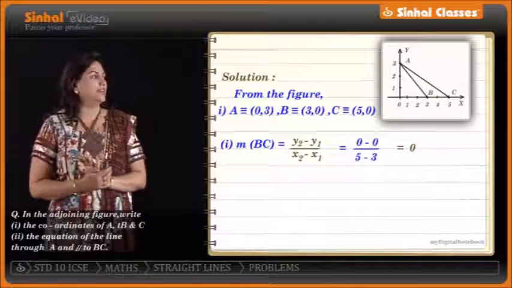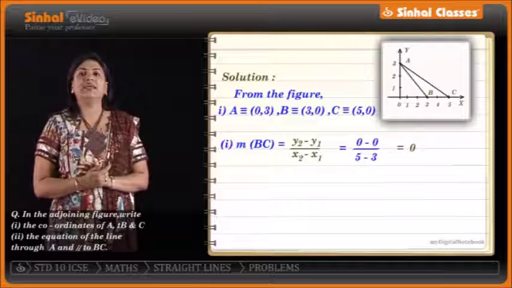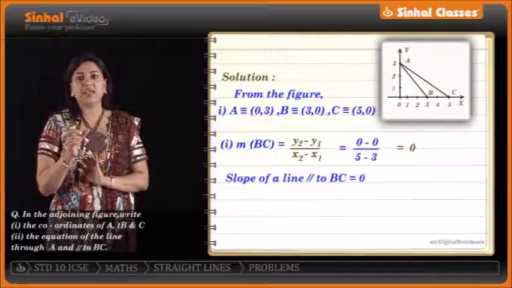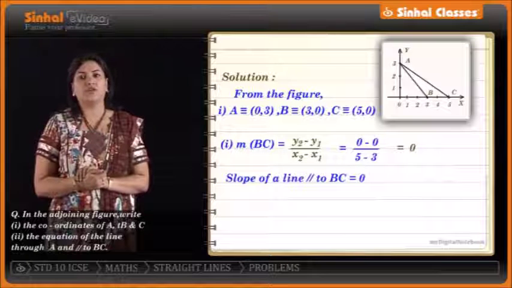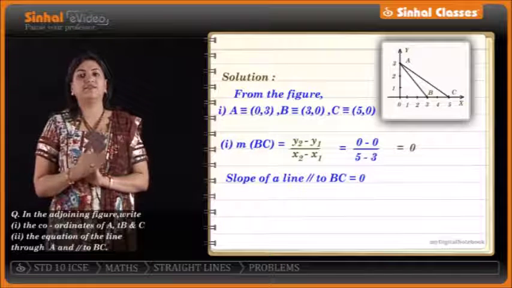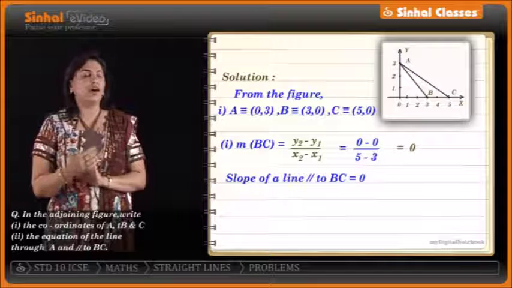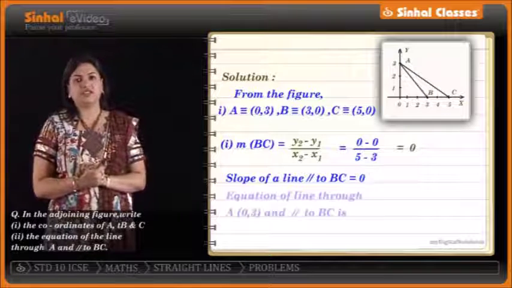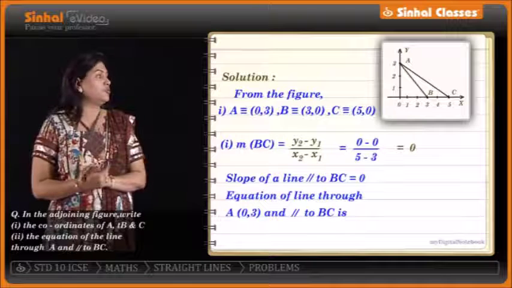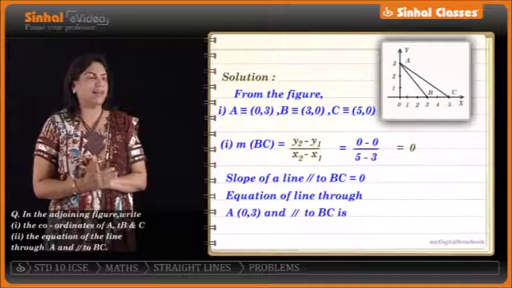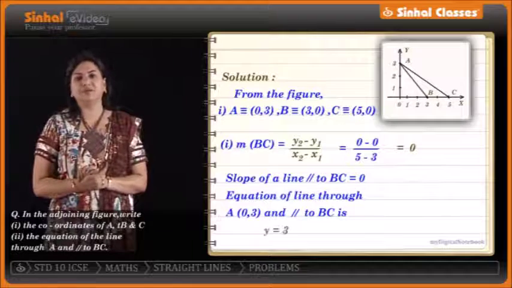Or without doing this, we could simply say the slope of BC is 0 because B and C both are points on the x-axis. And we know slope of the x-axis is 0. Now, we want to find the equation of the line through (0, 3). So, we have the equation as y is equal to 3.